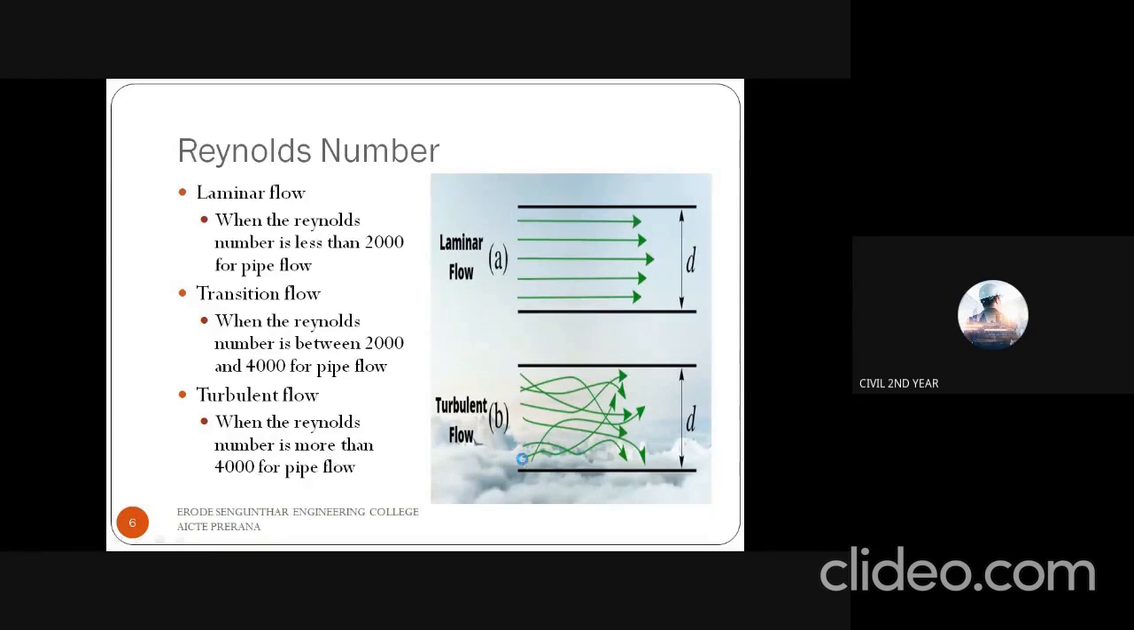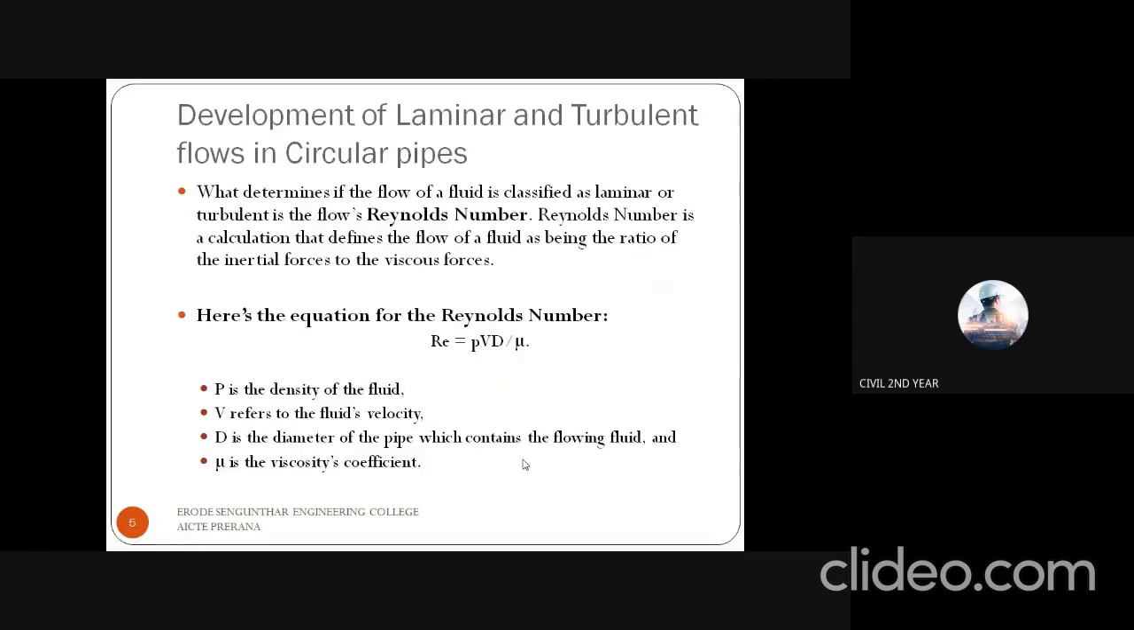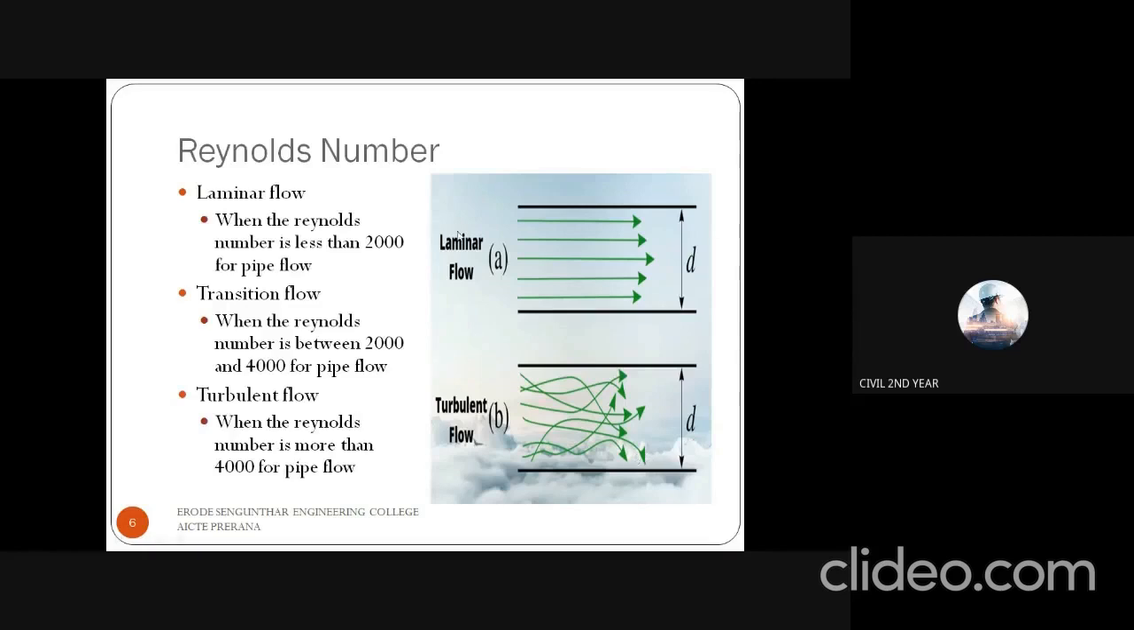So the Reynolds number formula is Re equal to rho V d by mu. We apply all those values, and once we finally get the value, if it is less than 2000, we can categorize it as laminar flow. If it is between 2000 and 4000, we can say transition flow. If it is beyond 4000, the flow is turbulent.